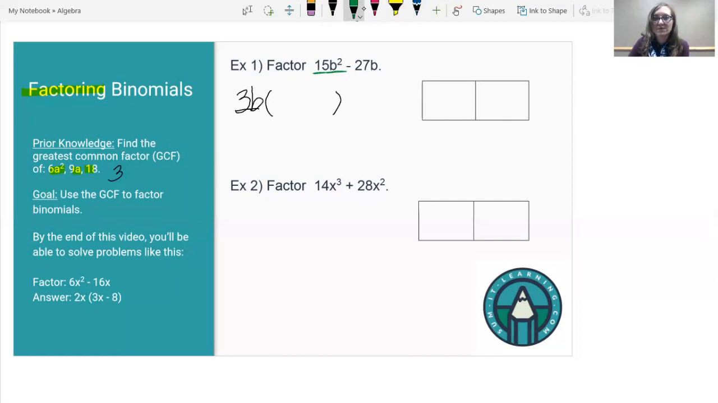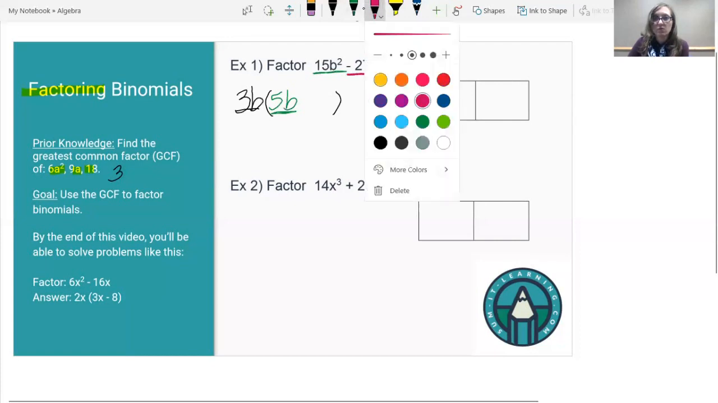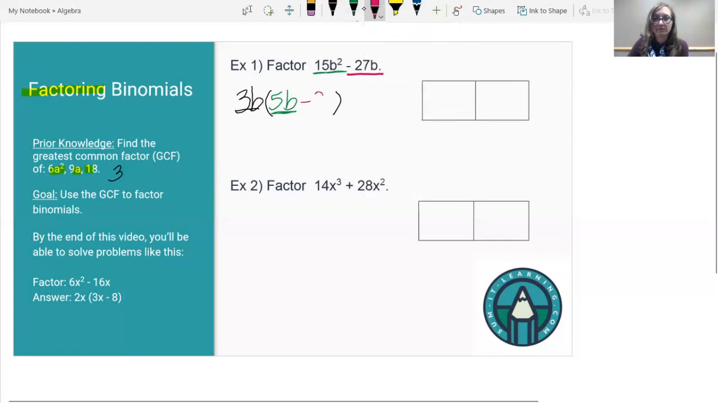So we ask ourselves, 3b times what would give me 15b squared? So 3 times 5 would give me 15. And I need b times b to give me 15b squared. So that's that first piece. And then the second piece, the minus 27b, that's going to be 3 times negative 9. And then here, since we already have the b, we're all set. So that right there is our final answer in factored form. So 3b times the quantity, 5b minus 9.